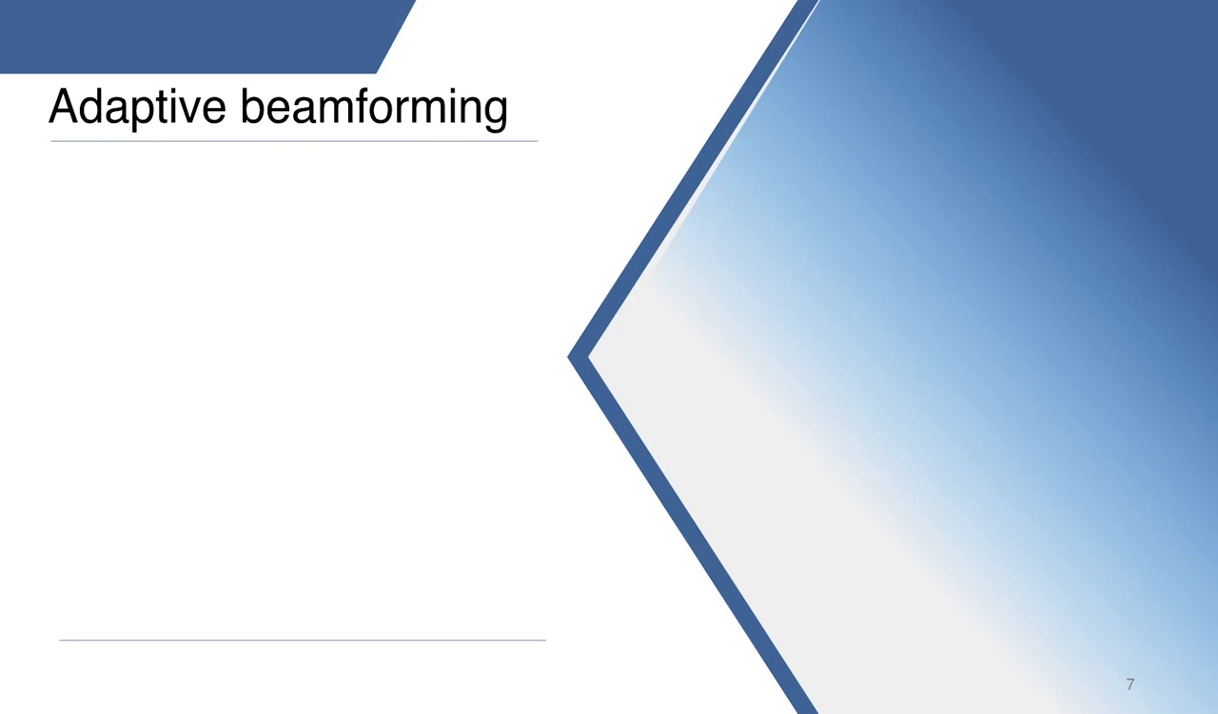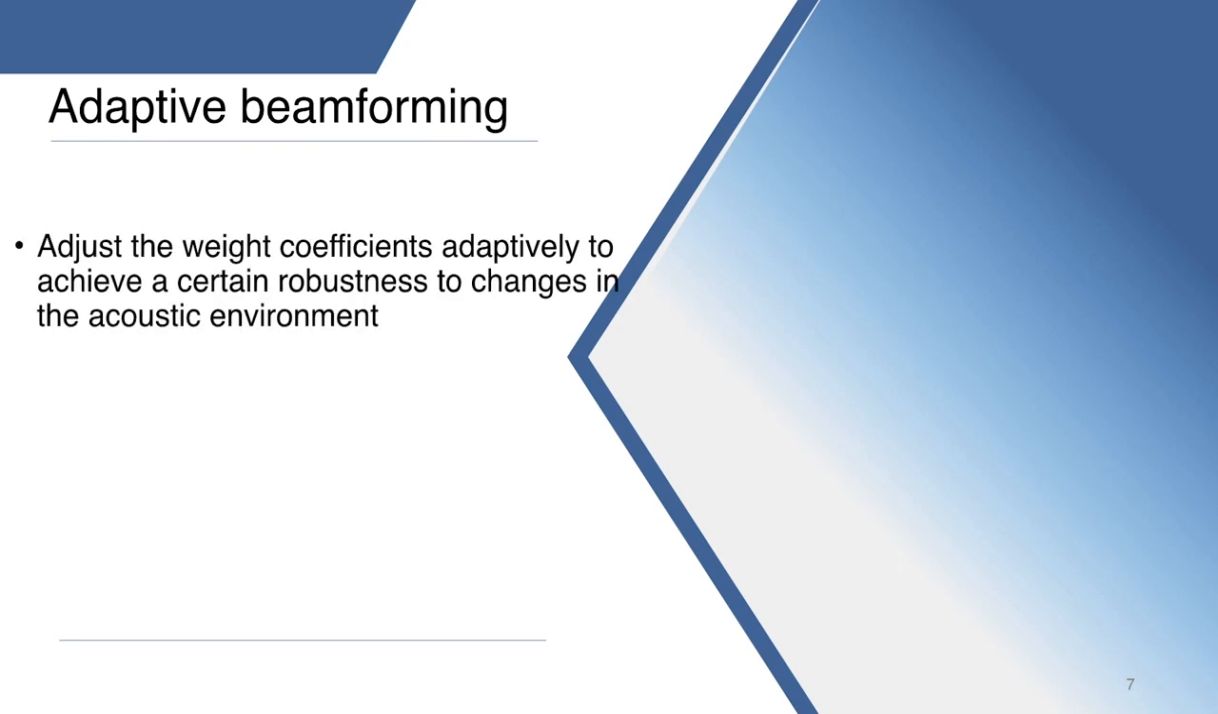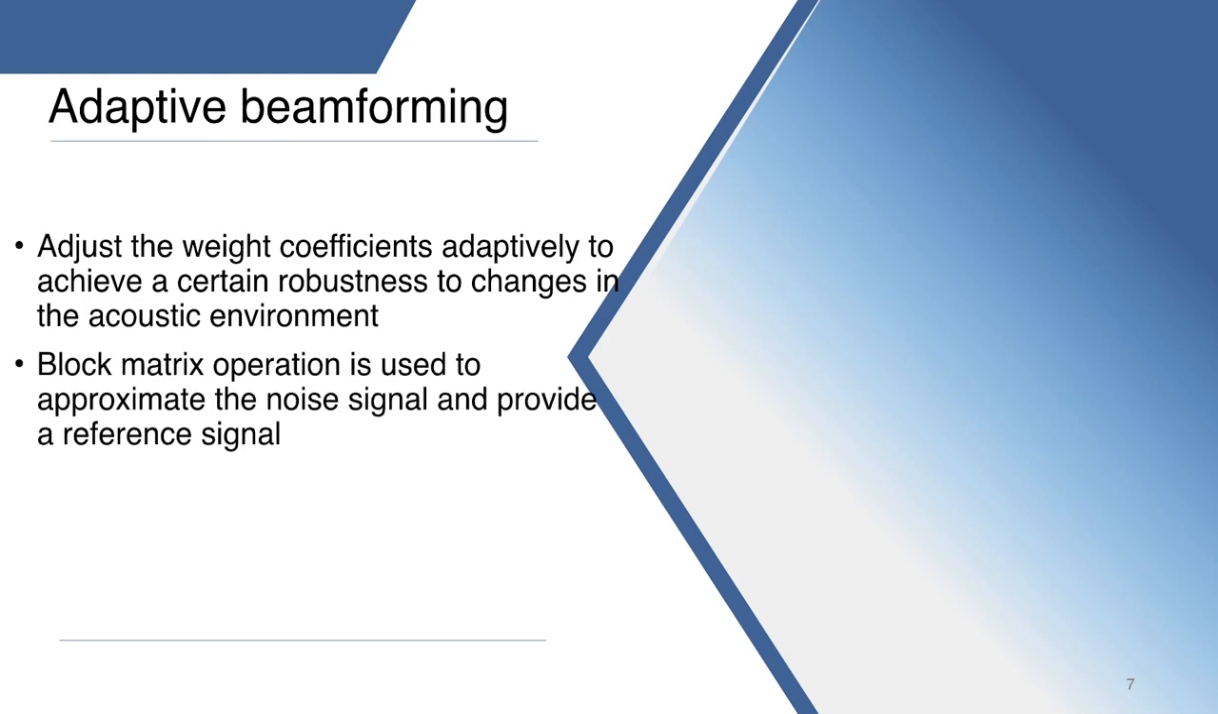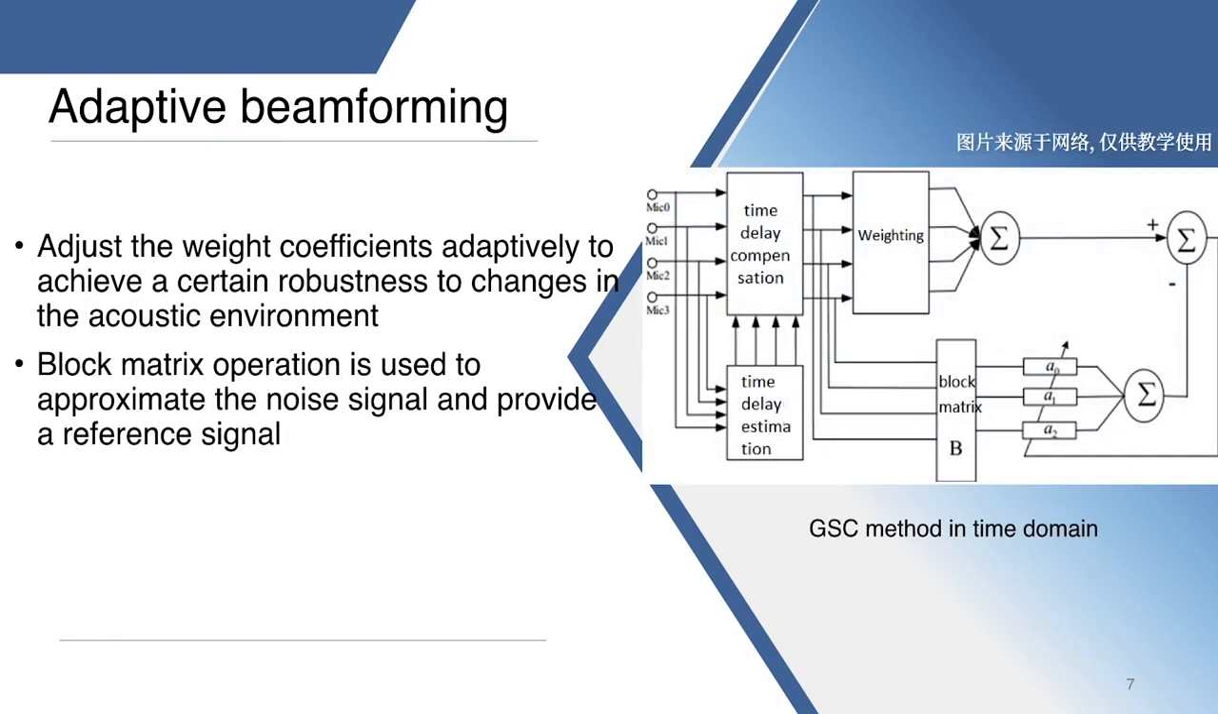The main idea of adaptive beamforming is to use the output of the signal to adjust the weight coefficients adaptively, so as to achieve a certain robustness to changes in the acoustic environment. The figure shows a kind of GSC method in the time domain. The delay sum signal, that is noisy speech, subtracts the analog noise signal output by the block matrix operation to obtain the estimated target speech signal under the minimum mean square error criterion.